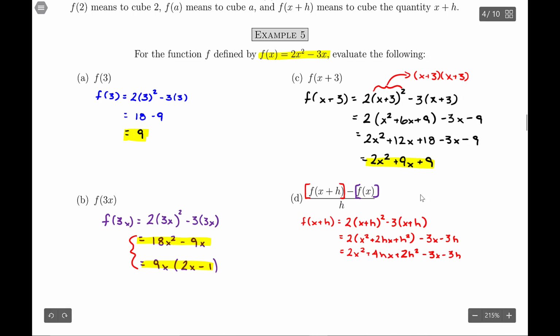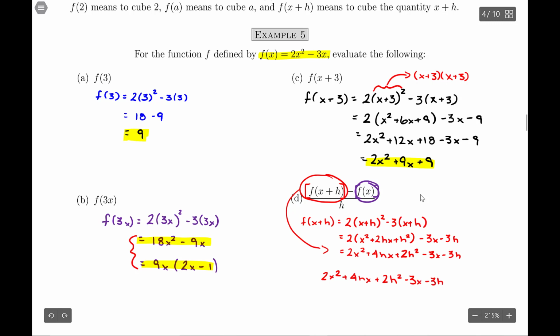So in the numerator, we've already done this expansion and came up with this 2x squared plus 4xh or 4hx, whatever. And then in the purple is just our original function. It's just f of x. So there's nothing that we have to do to that. So we can rewrite all of this as 2x squared plus 4hx plus 2h squared minus 3x minus 3h.